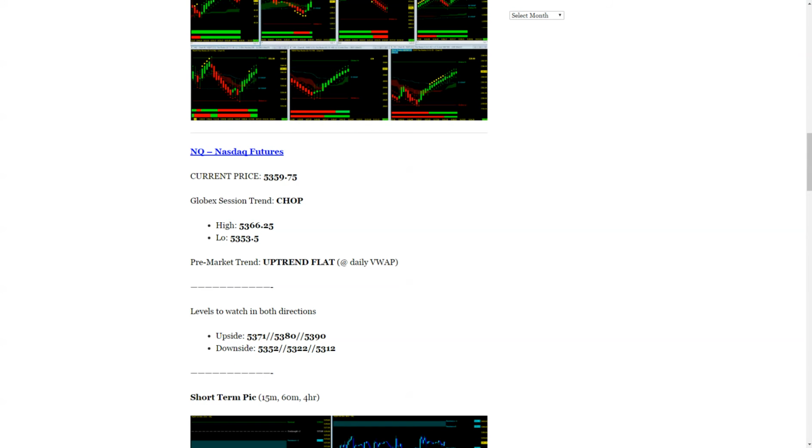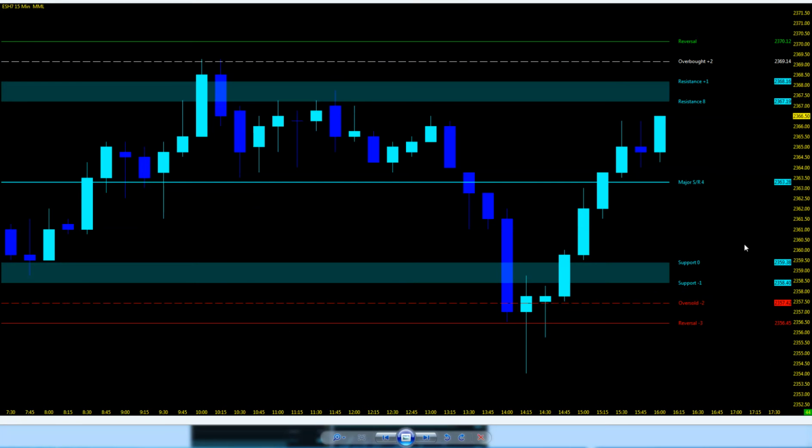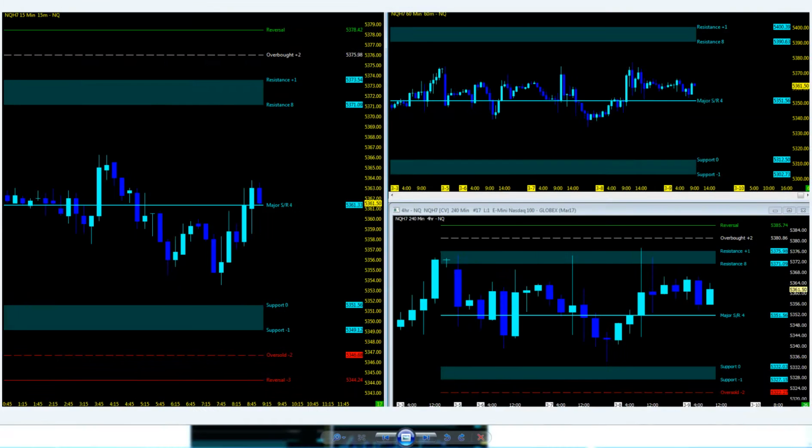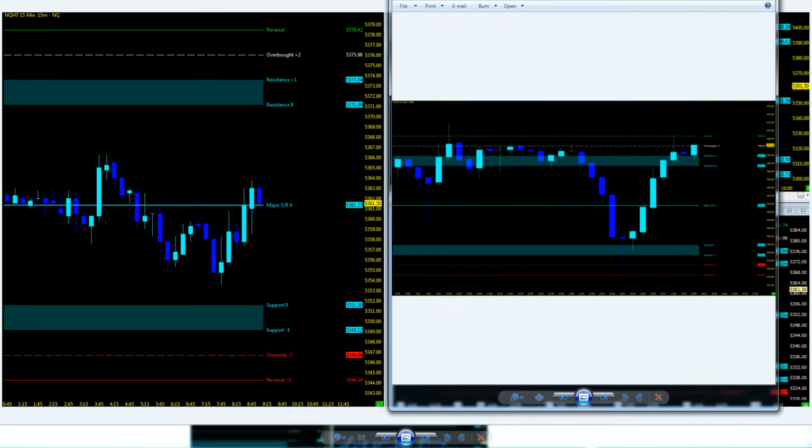Let's take a look at the short-term pick here. As we saw the NQ pre-market, we're looking at the levels downside, 53.51, 53.71. But NQ, let's pull up the 15-minute there after reset. So note the 53.51 down. Oh, wrong chart, that's ES. Let's get the NQ. There we go. 53.51.